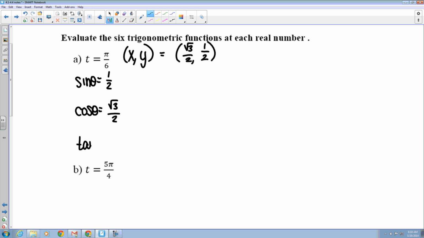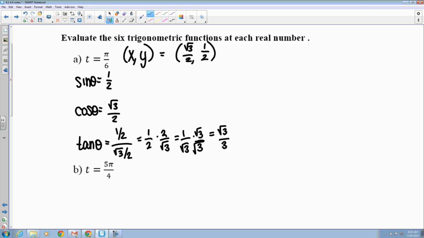And tangent is y over x. So let's go through and divide this. I would multiply by the reciprocal of the square root of 3 over 2. So I would have 1/2 times 2 over the square root of 3, which is 1 over the square root of 3, which we cannot leave like that. We have to multiply by the square root of 3 over the square root of 3, sorry. And our answer would be the square root of 3 over 3.